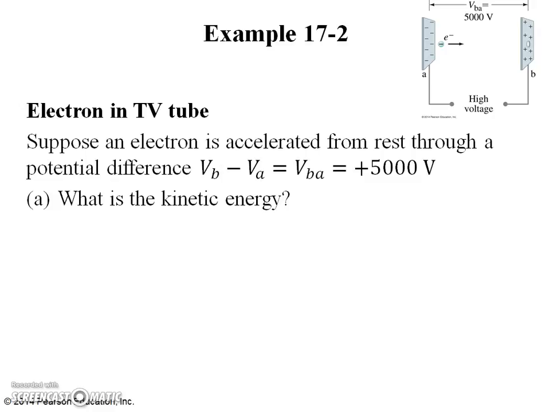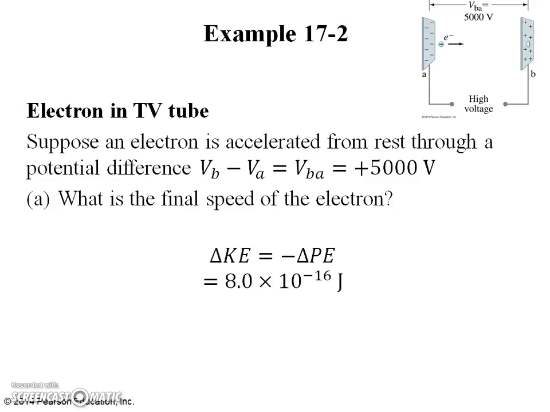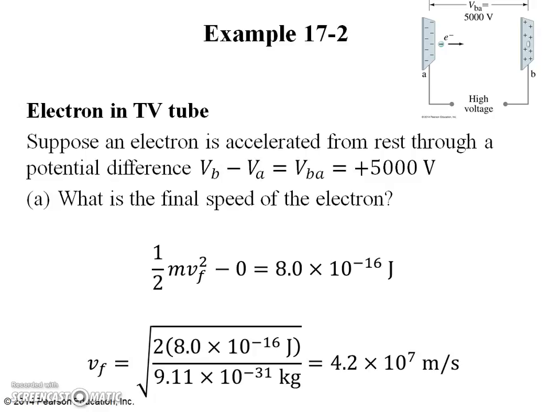What is the kinetic energy? Recall, change of kinetic energy equals negative change of potential energy, so the answer is a positive value. Now, what is the final speed of the electron? Using the definition of kinetic energy, 1/2 mv squared, we can solve for the final speed.